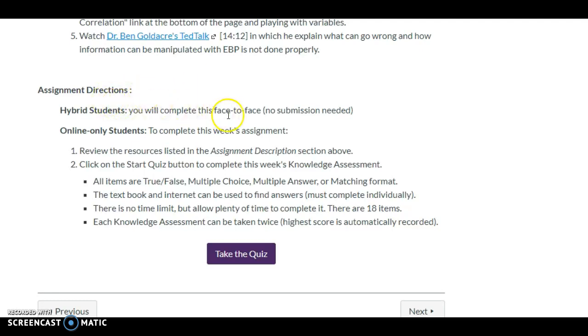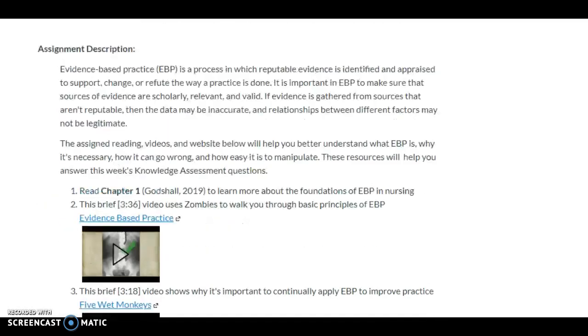Hybrid students, you do not need to do any of this right now. We will be doing part of this in course in our face-to-face class time, and what we're doing is a live discussion with each other. For those of you who are online, you will be completing this here by clicking on the Take This Quiz or Take the Quiz button. Please make sure you allow yourself plenty of time. And that's all that you need to do for week 1.